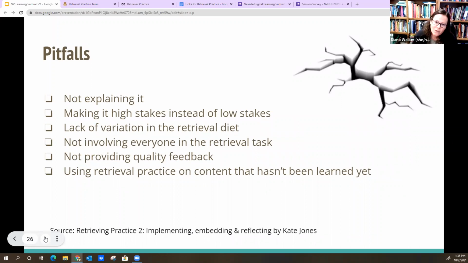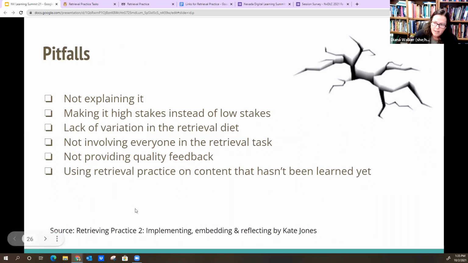If you do a search for your content area and retrieval practice, there's a ton out there. There's math ones, there's science ones, there's social studies ones. So just adding your content area to a search will produce some resources.